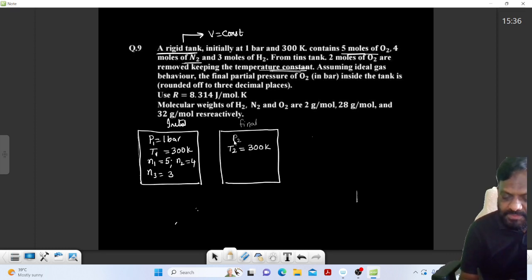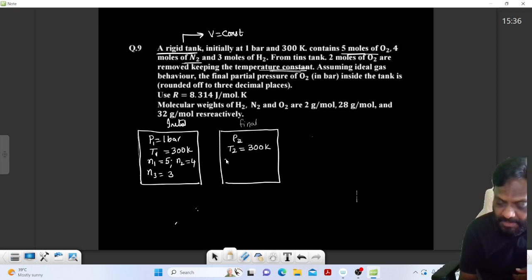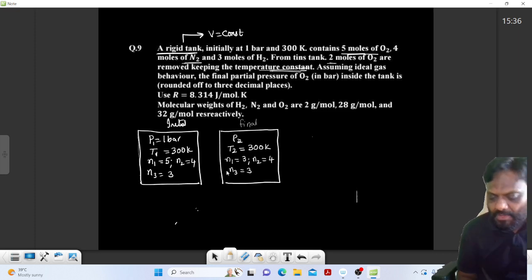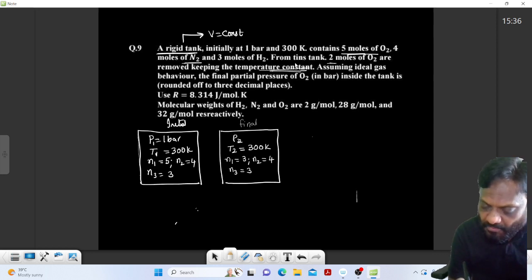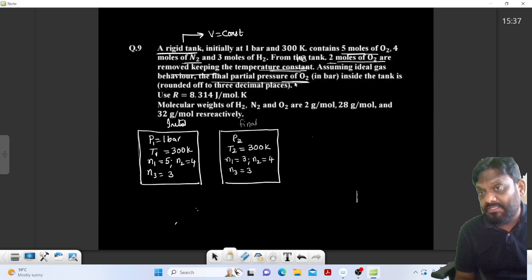Now, I don't know what is the final total pressure. Okay, no problem at all. How many moles of oxygen are removed? Now N1 will become new N1. Here final. 2 moles are removed. Originally oxygen was 5 moles. Now 2 are removed. Left is 3. We are not changing other gases. Only oxygen is removed. From this tank, 2 moles of oxygen are removed, keeping temperature constant. Assume ideal gas. Now he is asking, क्या पूछा है सर? The final partial pressure of oxygen.